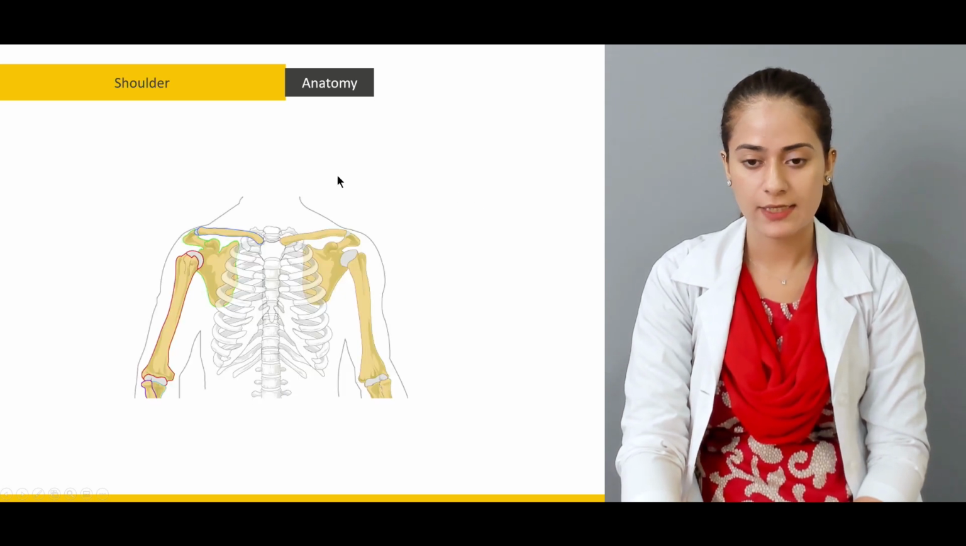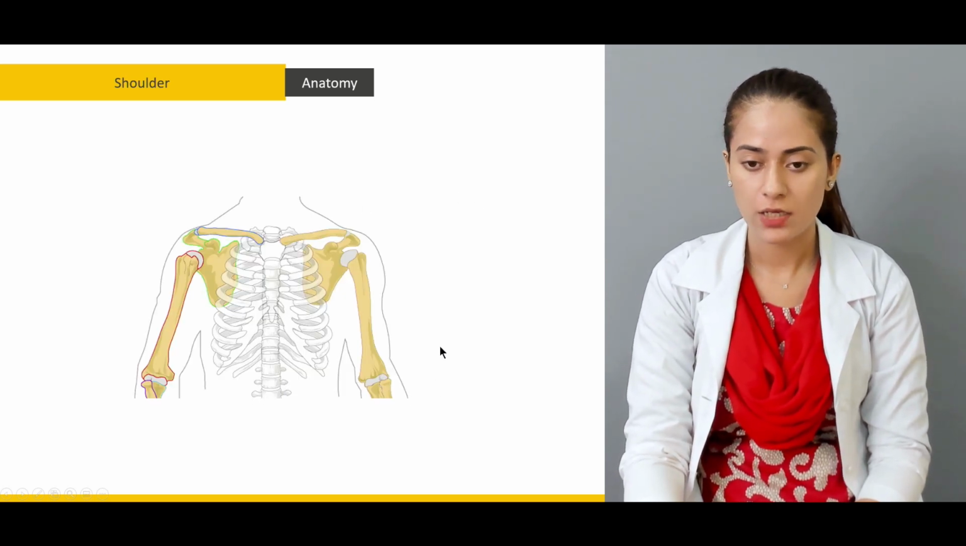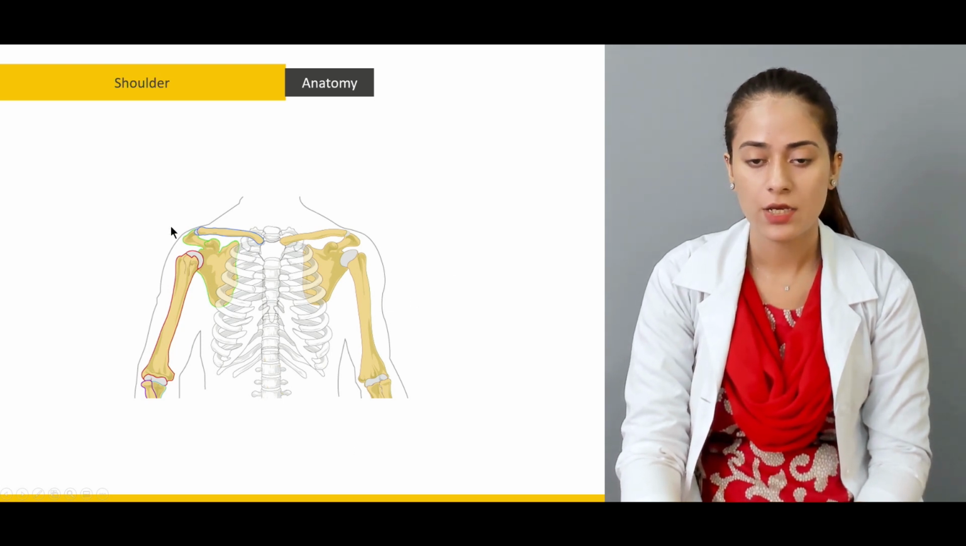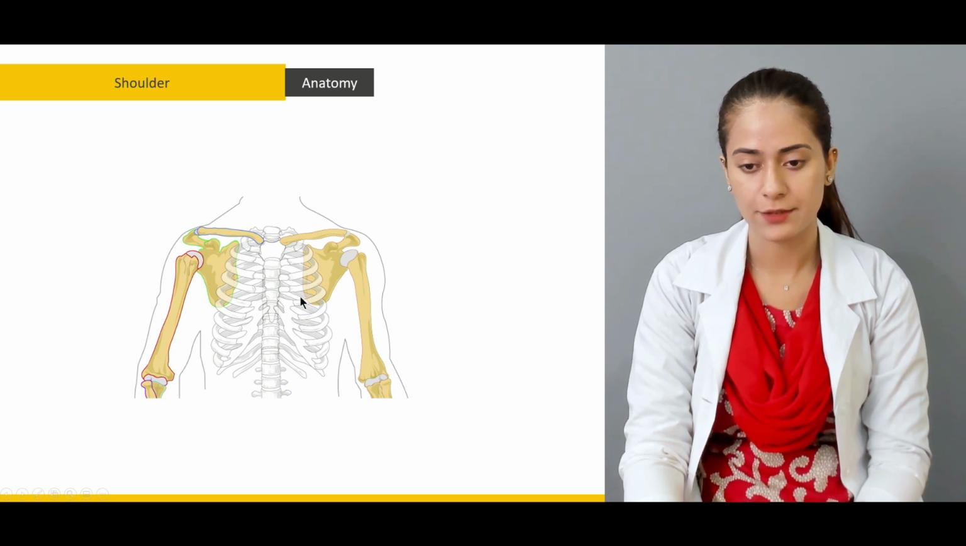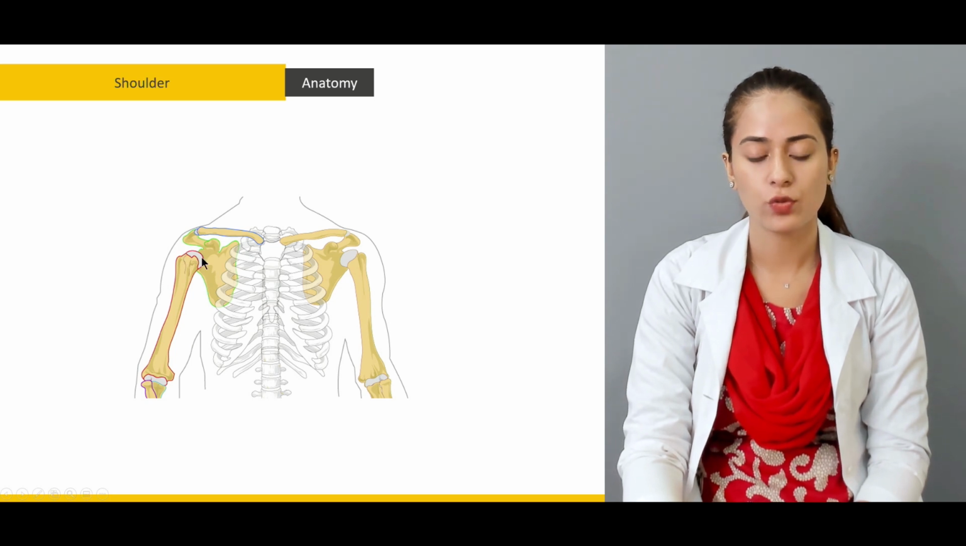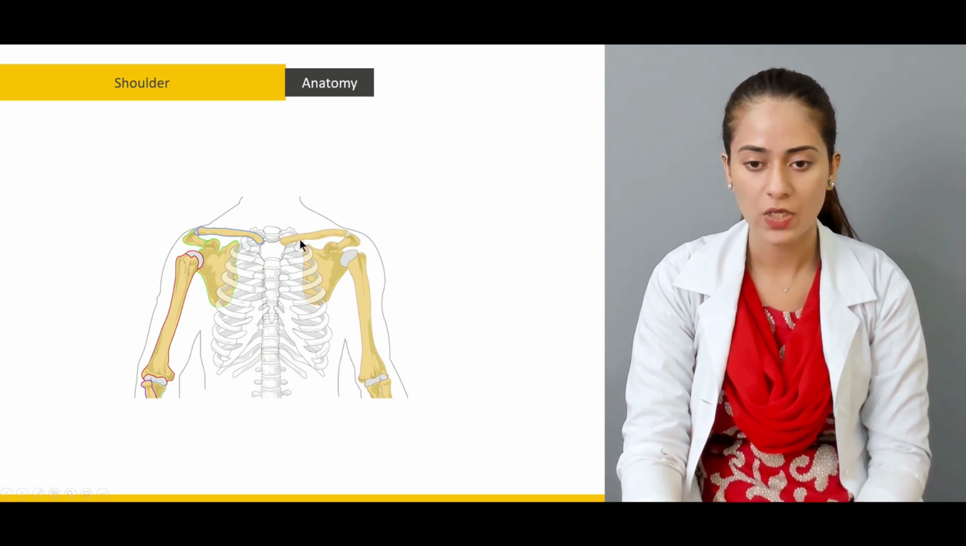So this is the chest and the upper extremities. This is the clavicle, acromion, coracoid process, scapula, humerus, and this is the glenohumeral joint. This is the glenoid cavity which contains the labrum, and this is the humeral head. All of this is what we call the shoulder joint. Also, this is included.